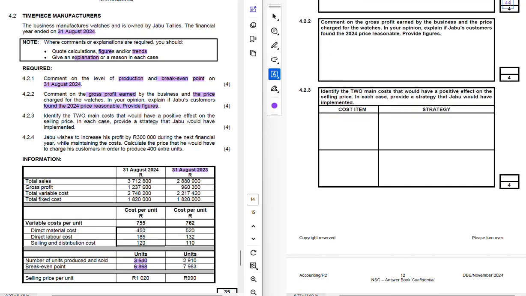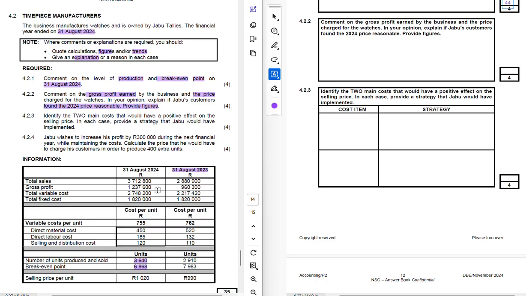So now, what are you going to be saying in this case? Looking at the gross profit, we are going to be looking at the trend. So we're looking at how the gross profit has changed from last year. In the previous year, which was 31 August 2023, our gross profit was 960,300. But if we're looking at the current year, which is 31 August 2024, it is 1,237,600. So there is an improvement. There is an increase in the gross profit of 28.9%, which is great. So that's the first thing that needs to be communicated.